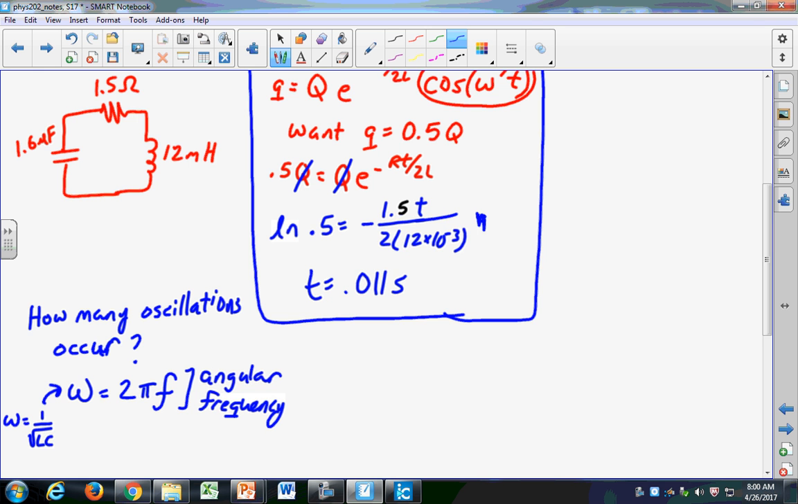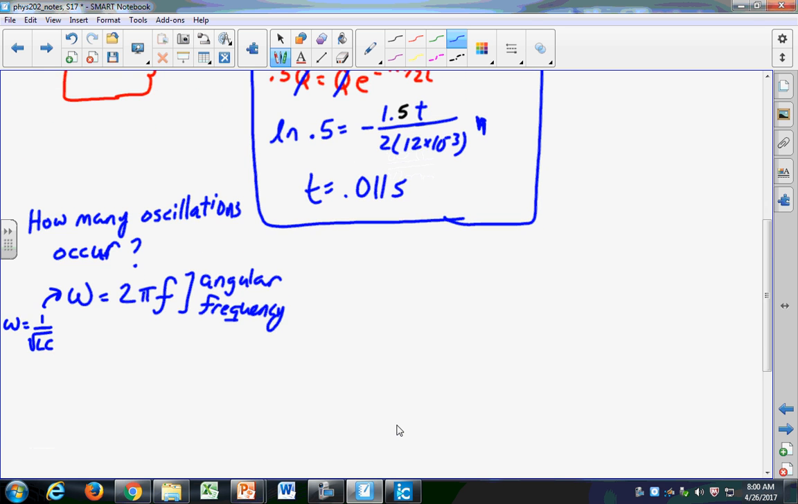And if I want to know the period, you know how period and frequency are related? Frequency is per second, and so frequency is just the inverse of the period. So my frequency is 1 over the period. What I want to know is, what is the time for one oscillation? This is called the period. And if I can find the time for one oscillation, then I can figure out how many oscillations have occurred at 0.011 seconds, just by dividing 0.011 by the period T.